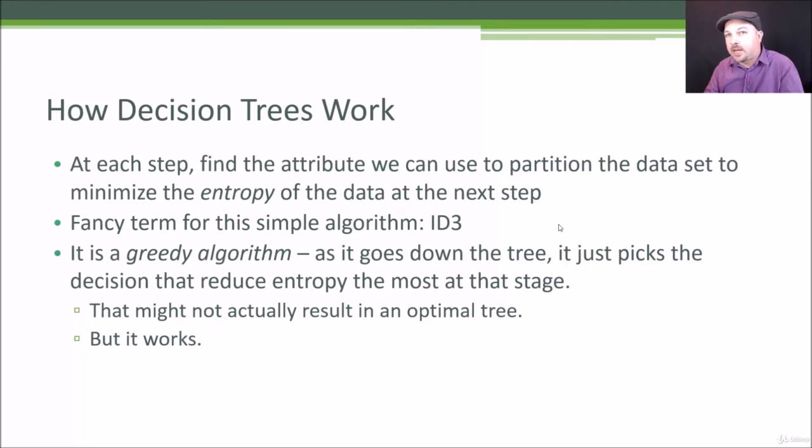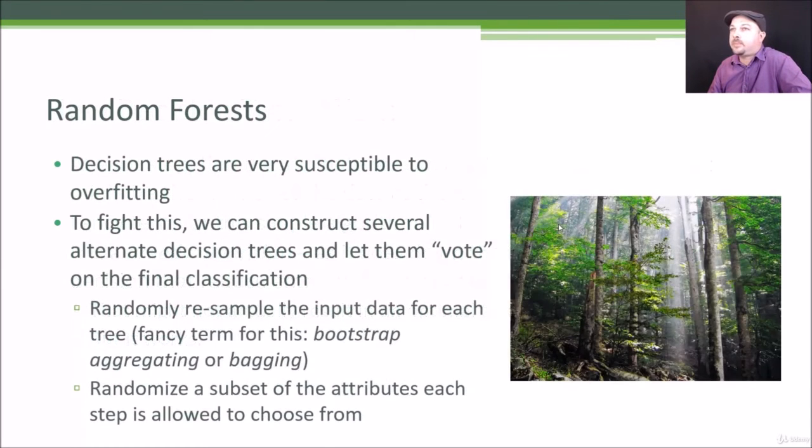And there's a fancy name for this algorithm. It's called ID3. I don't even know what that stands for, but that's all it means. It is what's known as a greedy algorithm. As it goes down the tree, it just picks the attribute that will minimize entropy at that point. Now, that might not actually result in an optimal tree that minimizes the number of choices that you have to make, but it will result in a tree that works, given the data that you gave it. So that's all there is to it. It's a pretty simple idea.